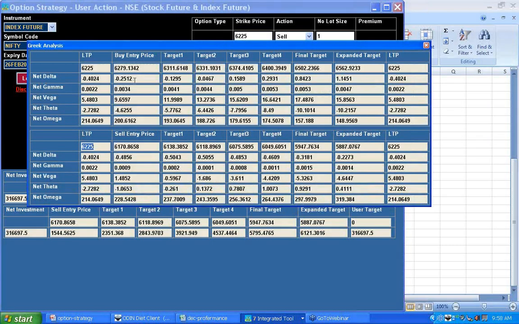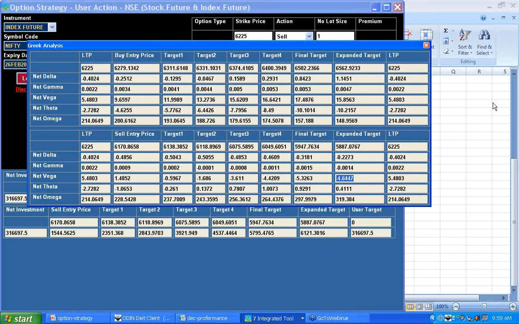Before it was minus 1 point something; I have managed well and brought it down to minus 0.4. Here Vega has also changed. See, incremental Vega is also giving you profit, decremental Vega decay is also going to give you profit. Net delta also you have brought down from minus 1.27, which was earlier, to a level of minus 0.4.